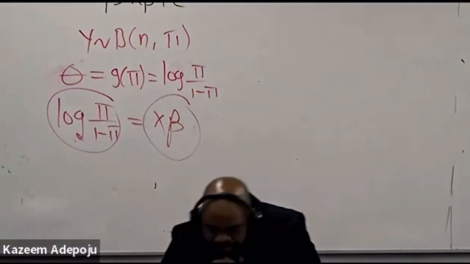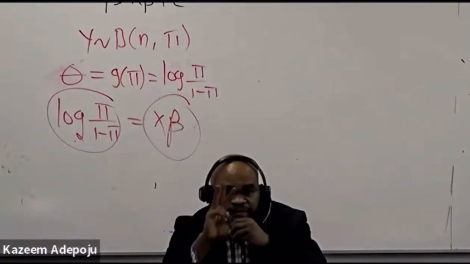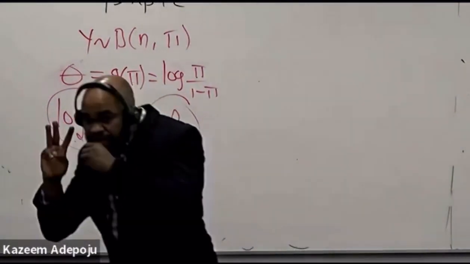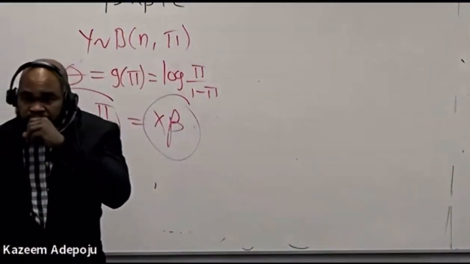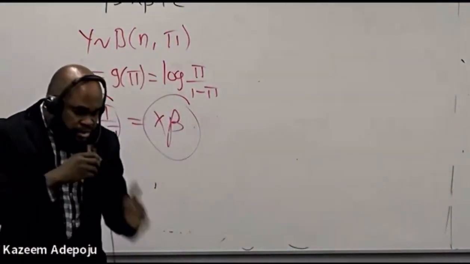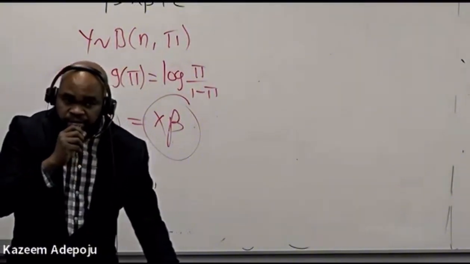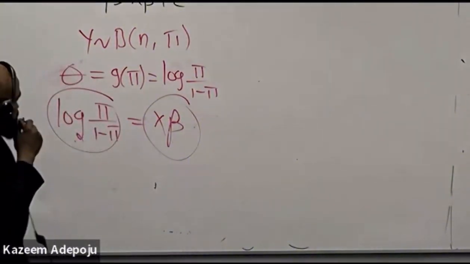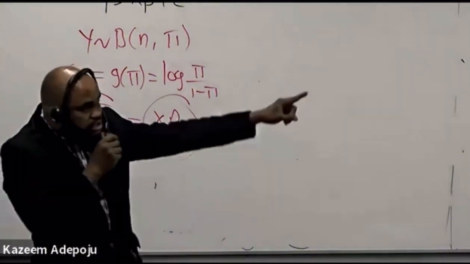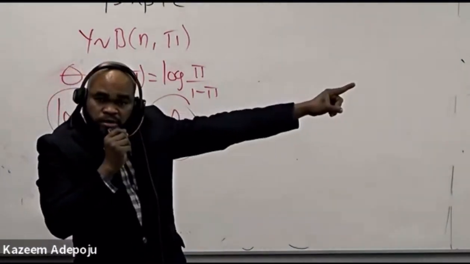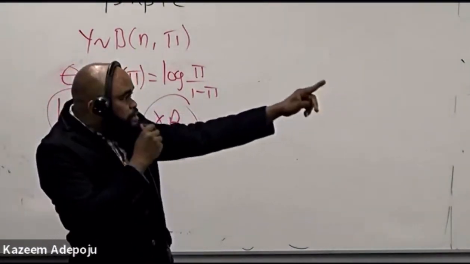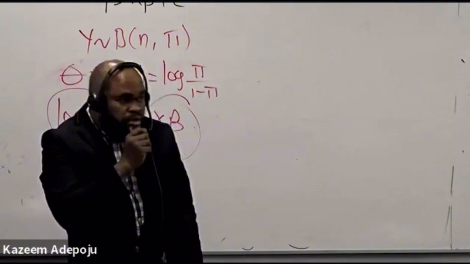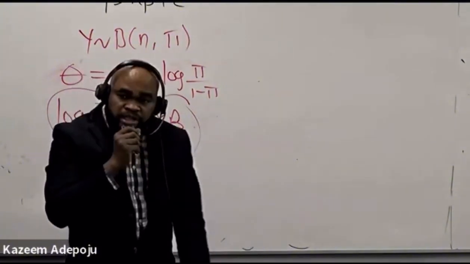But let me tell you this. There are three forms of link functions when you're dealing with logistic regression. The common one is the logit, which I call the log of odds ratio. We have another one that is called probit. We have another one that is called complementary log.